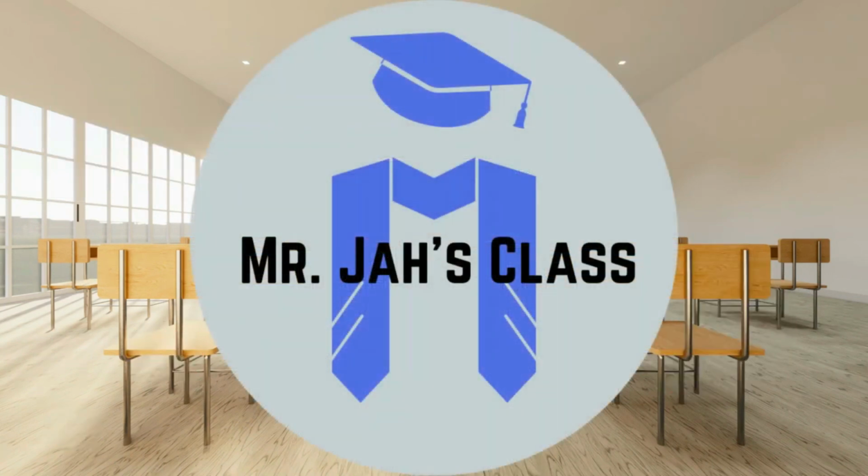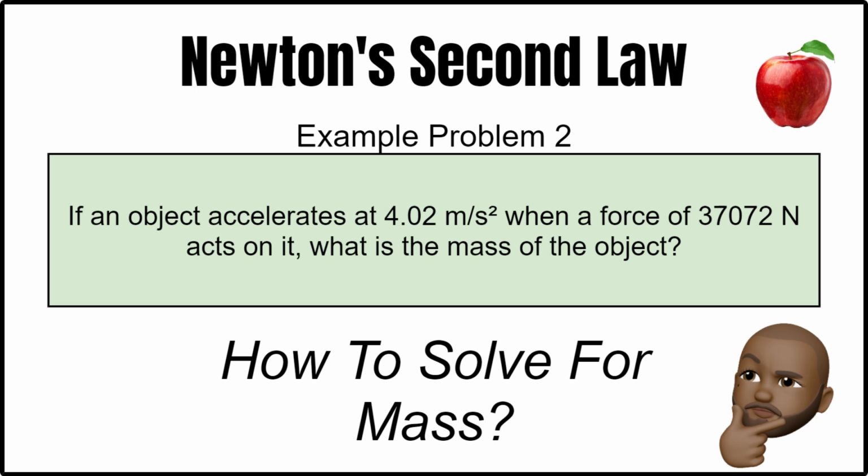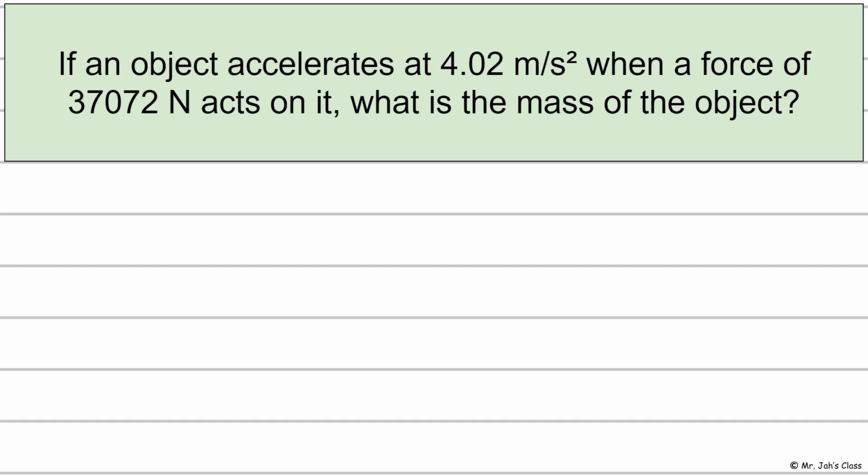Let's get started. How to solve for mass when dealing with Newton's second law. Let's take a look at this problem. If an object accelerates at 4.02 meters per second squared when a force of 37,072 newtons acts on it, what is the mass of the object?